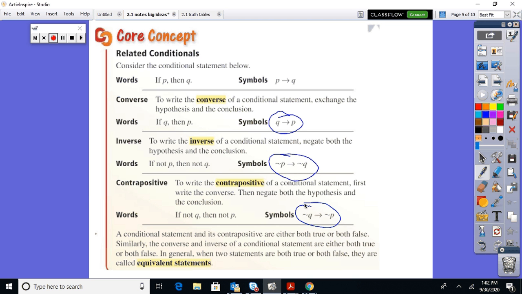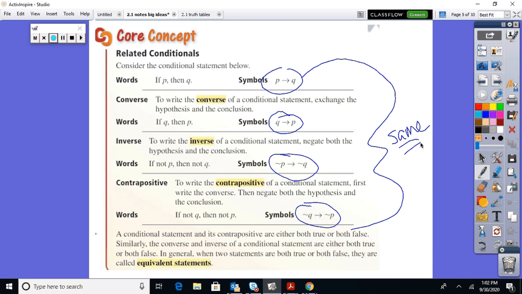A conditional statement and its contrapositive are either both true or both false. So the conditional and its contrapositive are always logically equivalent. So they'll either be both true or both false. And the same thing holds true for the converse and the inverse. All right? These two will be the same truth value as well.